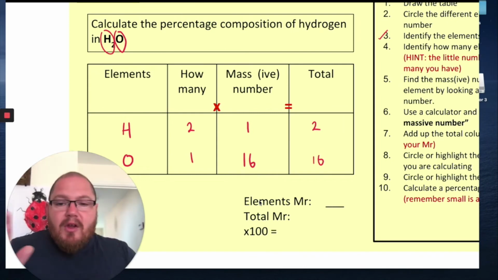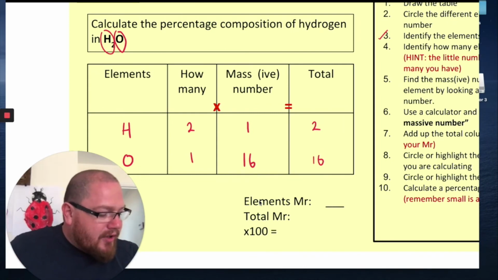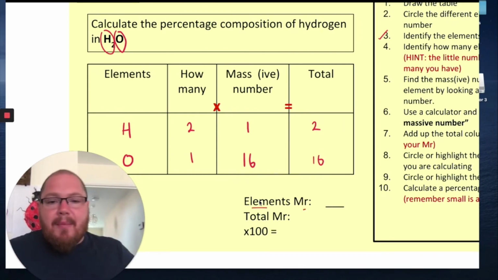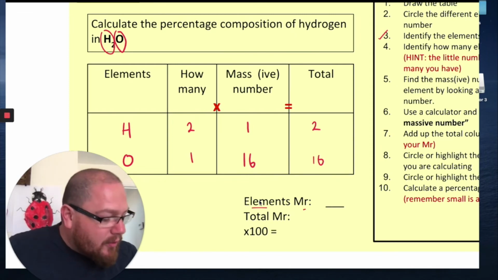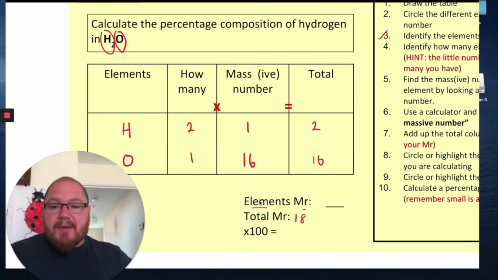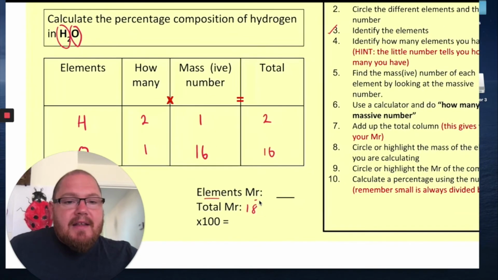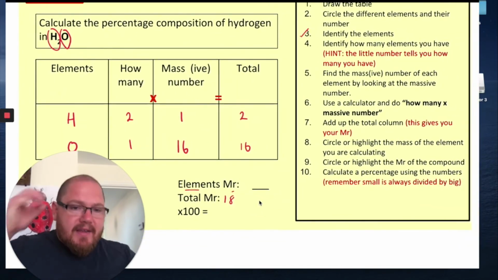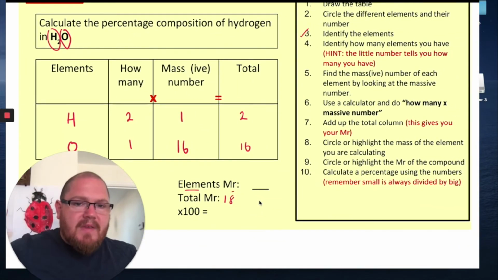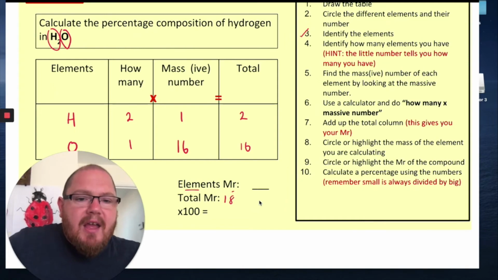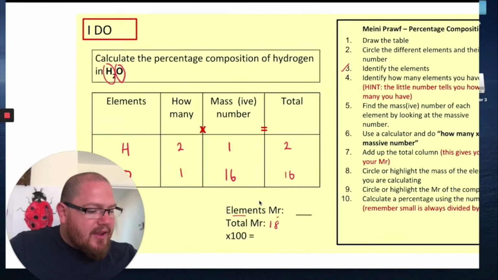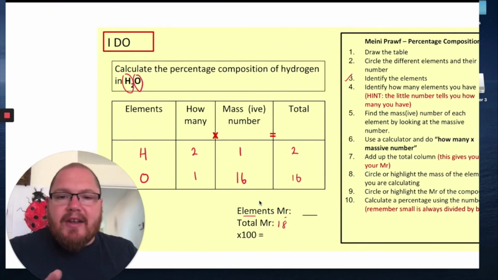Now, watch what I do here. I'm not going to put 18 in the elements Mr. I'm going to say total Mr is 18. That's my total Mr. A couple more steps now. It says, add up the total, this gives you the total Mr, then circle and highlight the mass of the element you are calculating. So I need to go back to the question now and have a look.